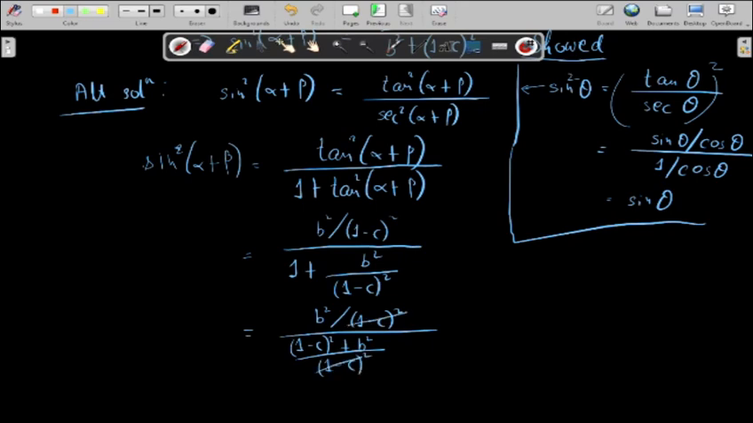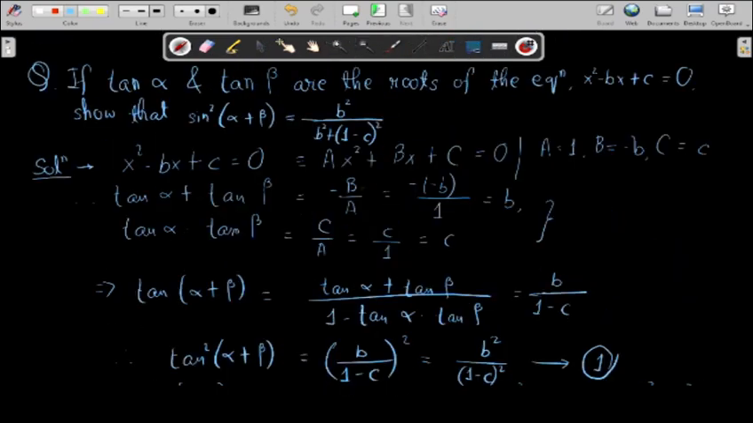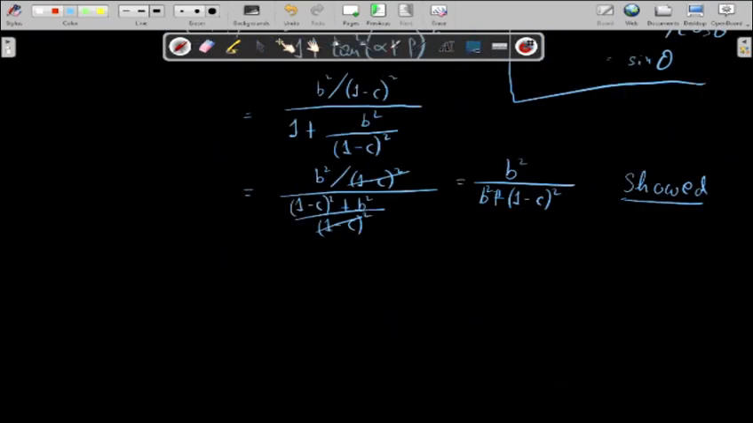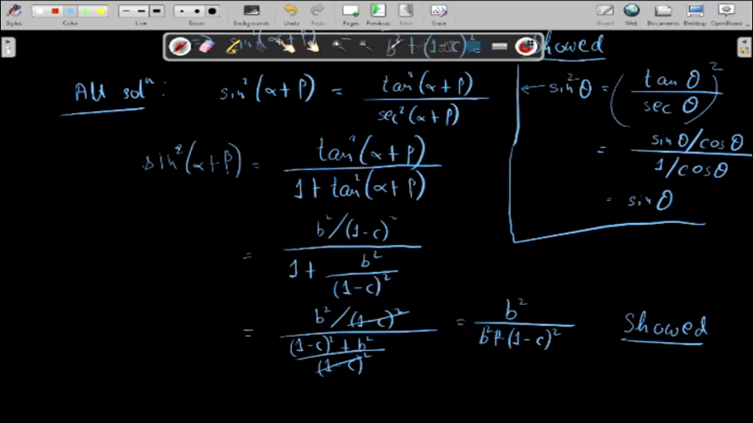So this and this will get cancelled out and we are left with b square by b square plus 1 minus c whole square. So we have shown it again, and we required much less steps compared to the previous one. Here we have directly computed the value of sin square from tan square. We needed fewer steps. So this is it. Thank you.